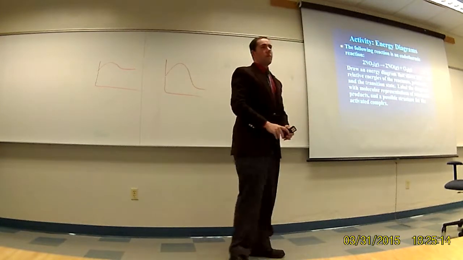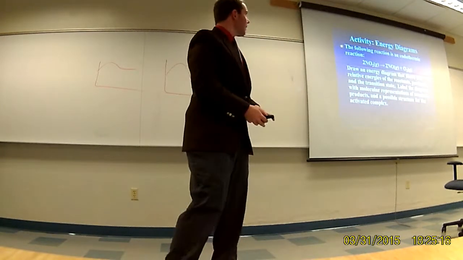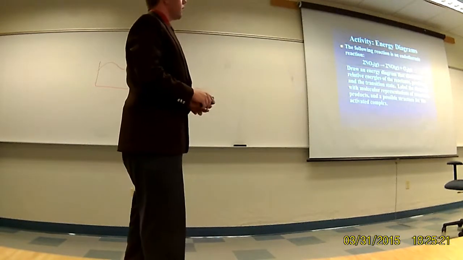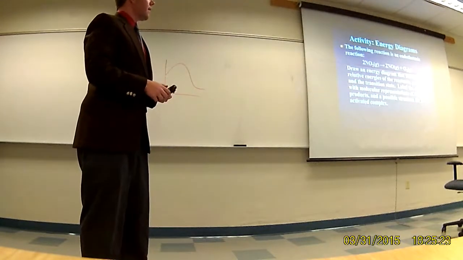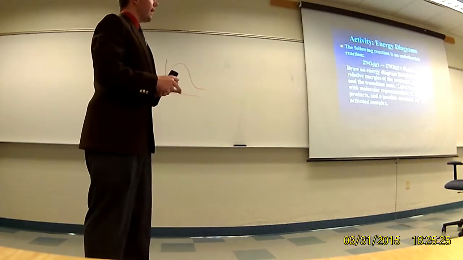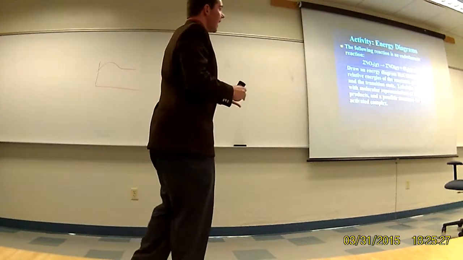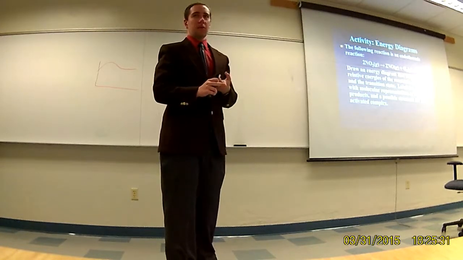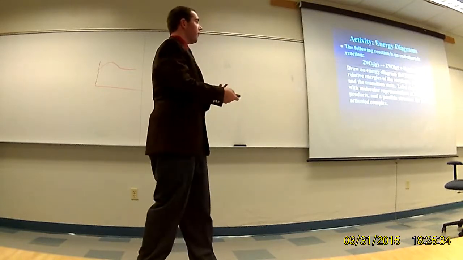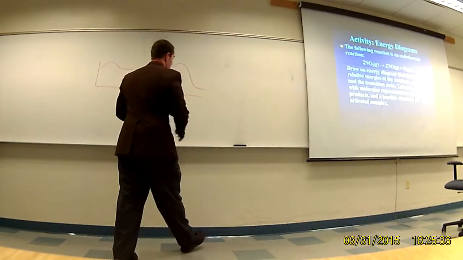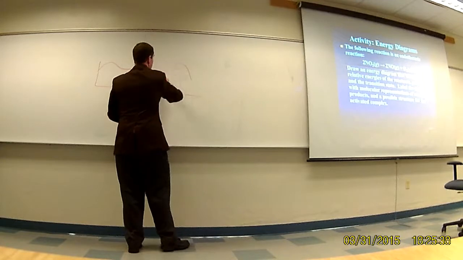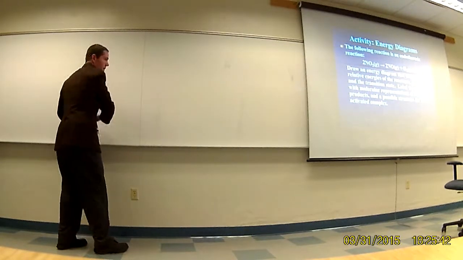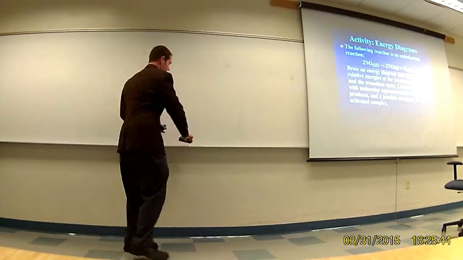So here is an example of drawing an energy diagram. This is a reaction. The question says, draw the energy diagram that shows the relative energies of the reactants, products, and transition state. And we also have to label a whole bunch of things on here. Does anybody want to come up and try to draw this? No?